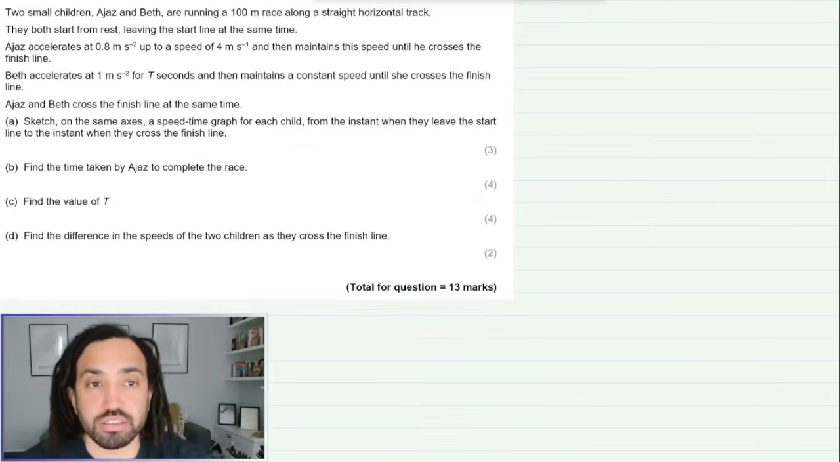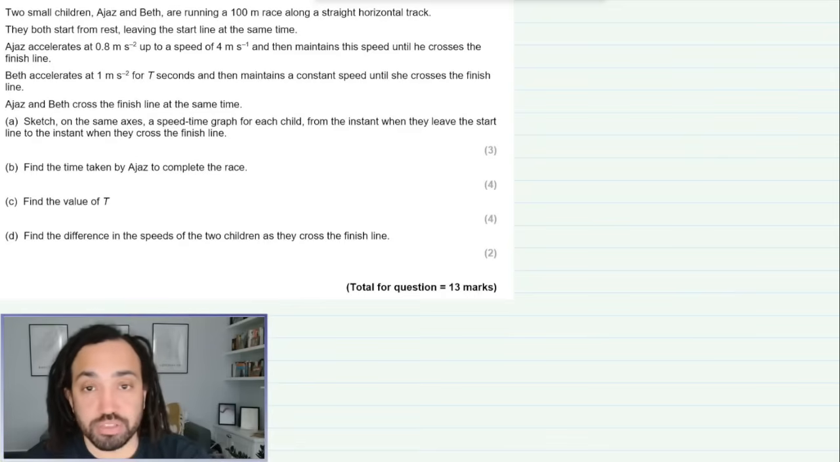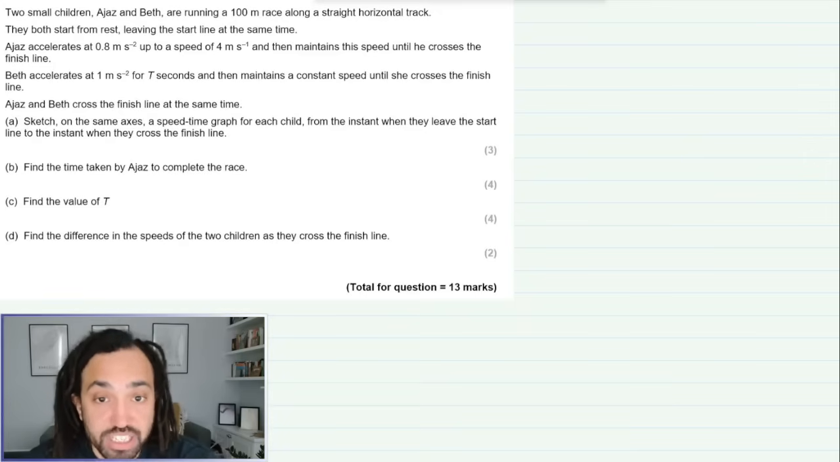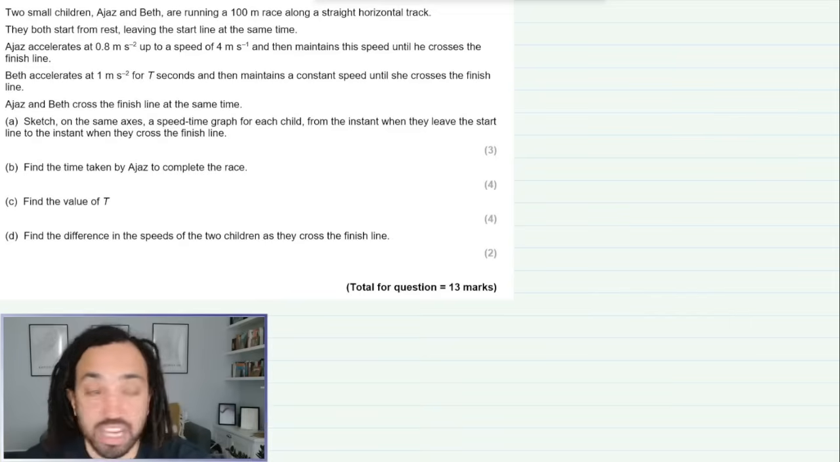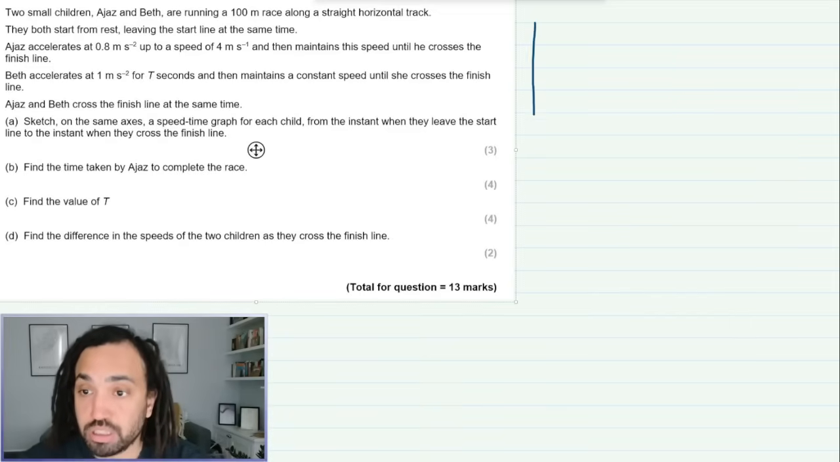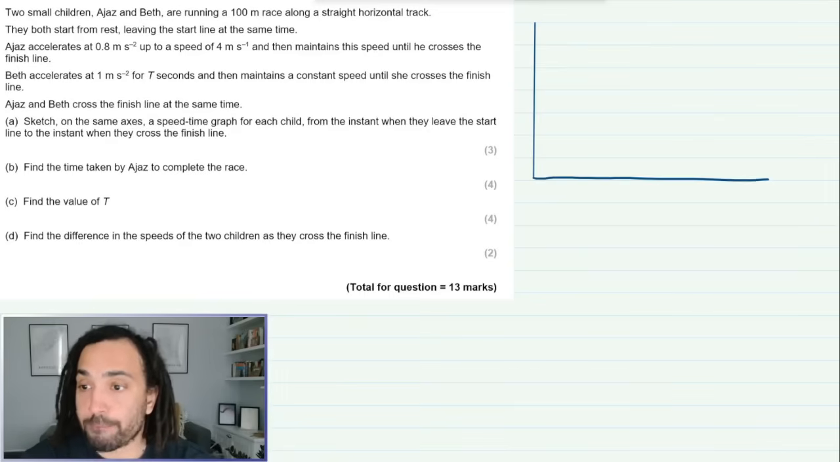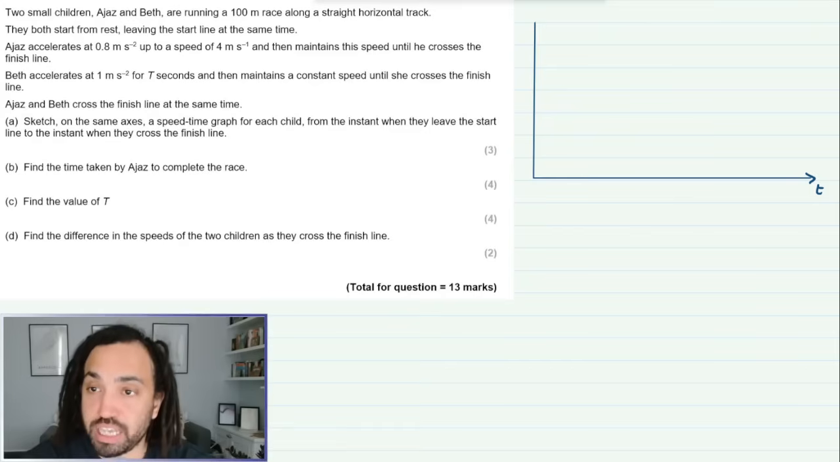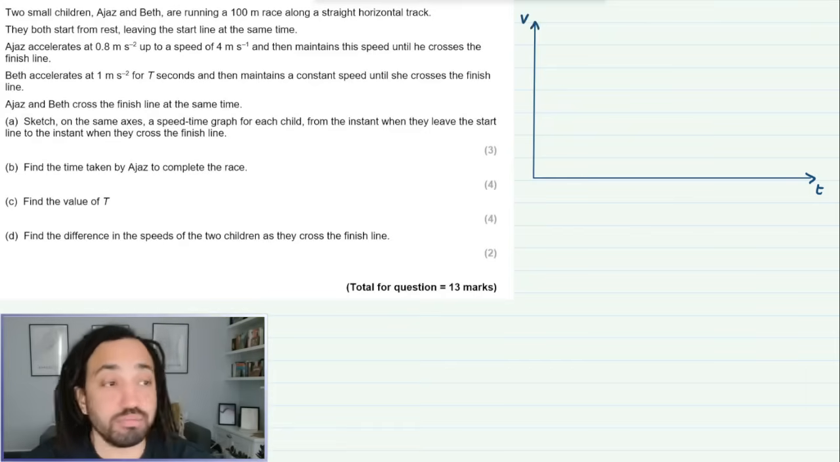Okay, over to mechanics. We've got 2 small children. They're running a 100-meter race, and we've got one that accelerates up to 4 and then maintains that speed, and the other one accelerates at 1 for t seconds, then maintains constant speed. They finish at the same time, and we need to sketch a graph. Okay, so let's draw this as clearly as we possibly can. Okay, that looks good. So put t there and put v there.